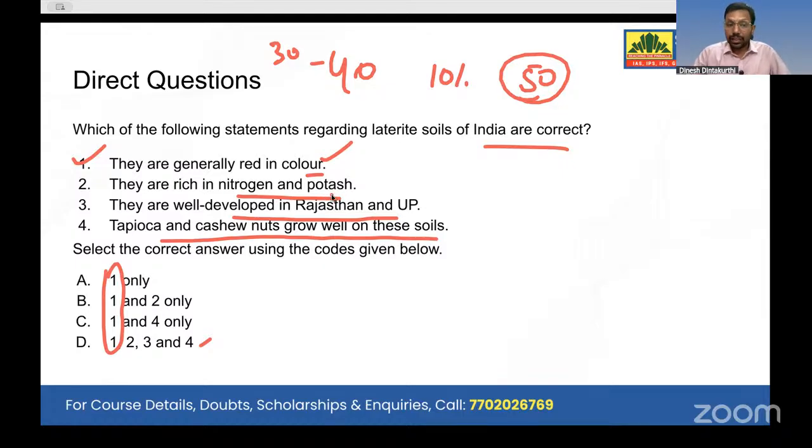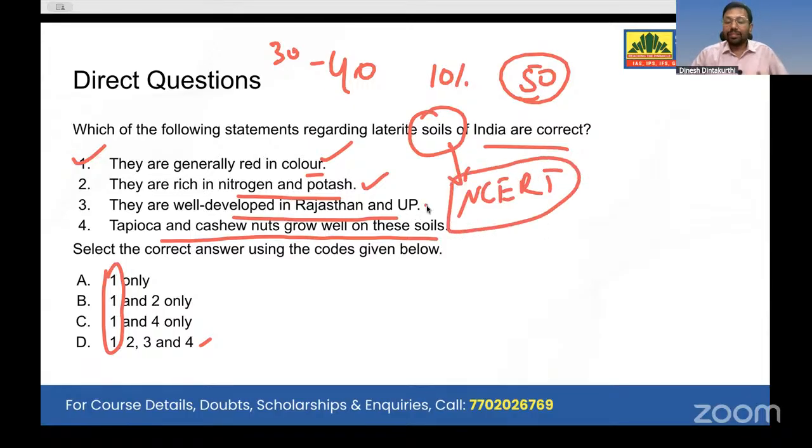They are rich in nitrogen and potash. The majority of Indian soils lack nitrogen and potash, but laterite soils have nitrogen and potash, right? Again, they are well developed in Rajasthan and UP. No, they are not developed in Rajasthan and UP, but in the southern parts, in the Western Ghats part, southern part of Gujarat. This is where you get them. So these types of questions are directly from NCERT, direct statements from NCERT. So reading the NCERT will give the majority of the options. Here, except the third option, the remaining options are in NCERT, right? So it was a direct question from NCERT.